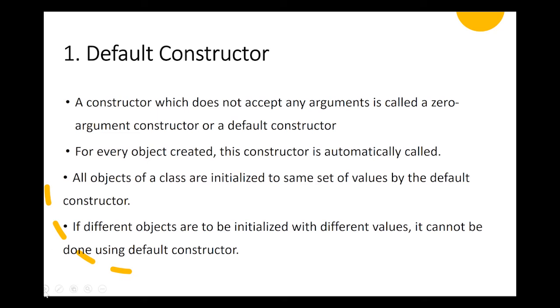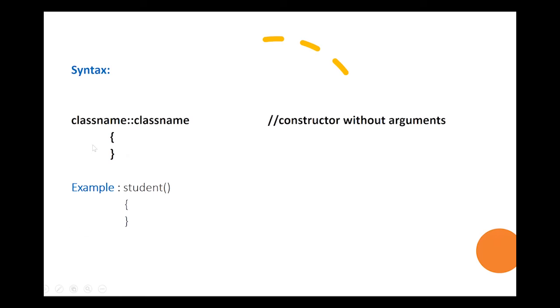However many objects you create of the class, those many objects are going to be initialized with the same set of values. So see the syntax here. The syntax will remain the same as what we have learned. Now, this is using the scope resolution operator.